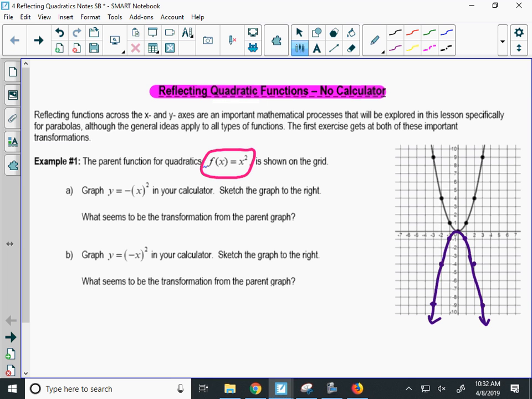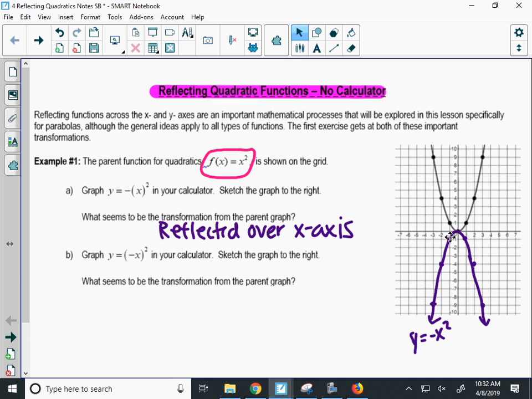So that is the graph of negative x squared. So what seems to be the transformation? Well, it looks like this graph is upside down, and it was reflected over the x-axis. Okay, now the next one says graph y equals negative x in parentheses squared into Desmos.